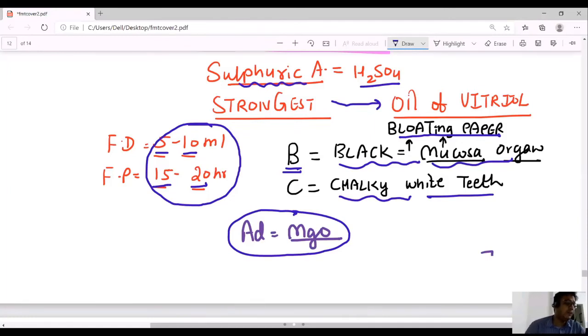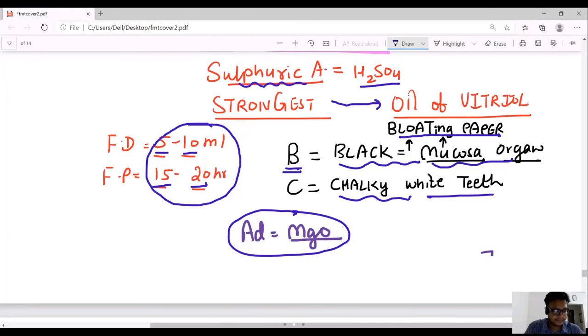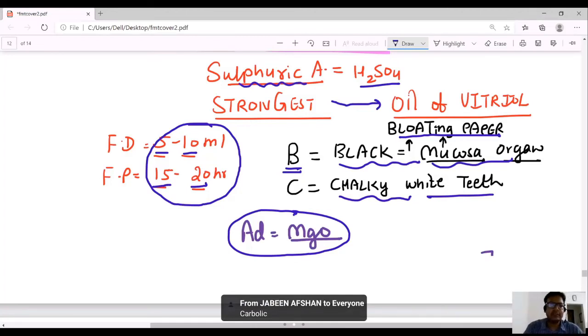Oil of vitriol is another name of? Okay, it is H2SO4. It is the strongest acid. Very good, my dear friend. Ochronosis is seen because of which acid? Yes, ochronosis is because of carbolic acid.